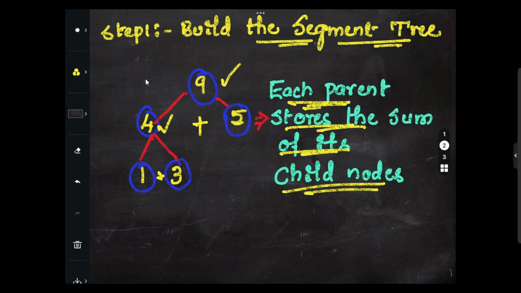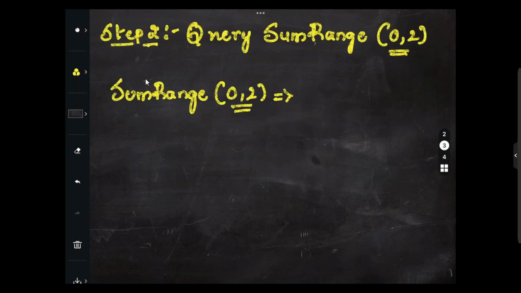That's what they have given here. Each parent stores the sum of its child nodes. So we have successfully built the segment tree. Now I hope the step 1 is completely clear. Each parent stores the sum of its child nodes. This is the step 1. Let's come to the step 2 here.